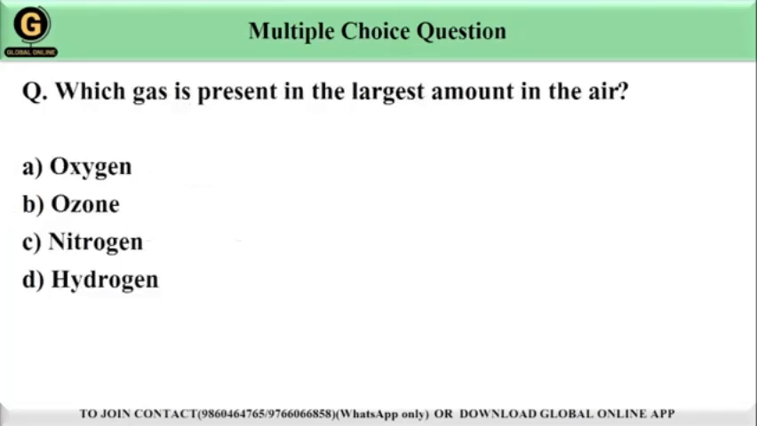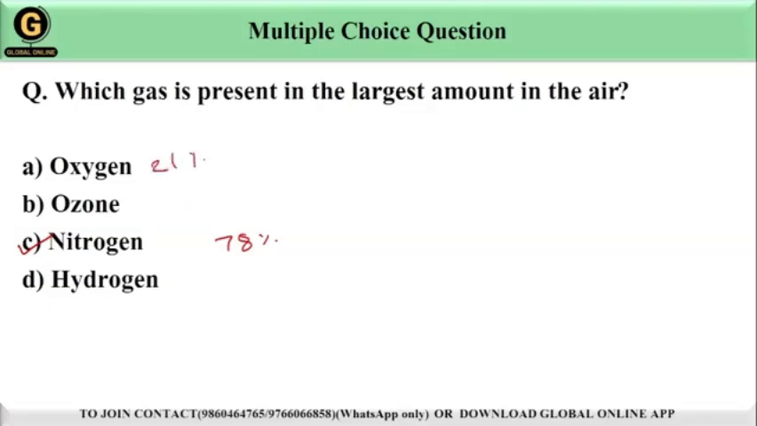Let's move to the next question. Which gas is present in the largest amount in the air? We have options here. Option A, oxygen. Option B, ozone. Option C, nitrogen. Option D, hydrogen. The correct answer of this question is option C, nitrogen, because it makes up about 78% of Earth's atmosphere, making it the most abundant gas in the air. It is followed by oxygen, which makes up about 21%. So the correct answer, C.